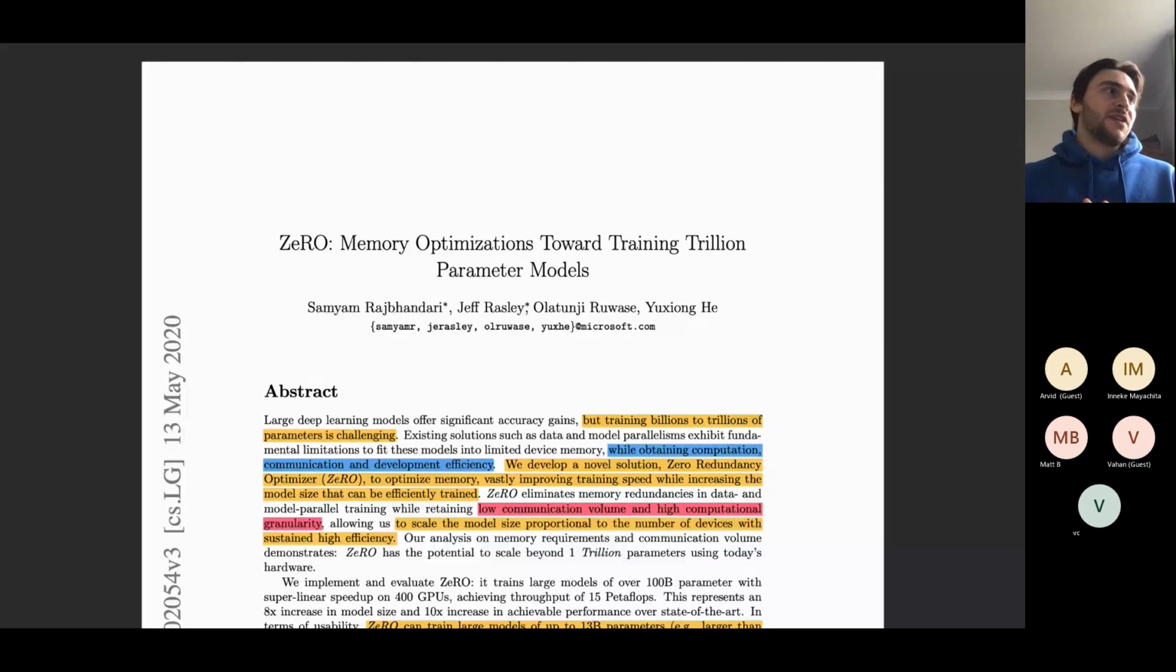Thanks everyone for coming. Today I'm going to be presenting this paper called ZeRO, Memory Optimization Towards Training Trillion Parameter Models. Before getting into the paper, I wanted to give a high level overview of the problem itself and some key concepts that I think are key to thinking about this paper.